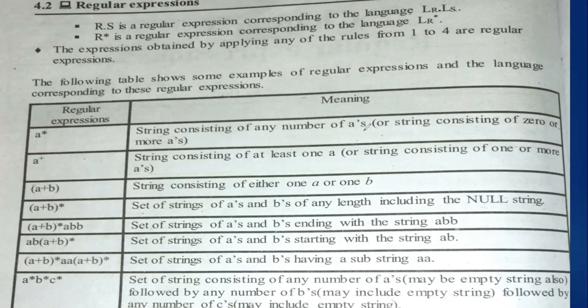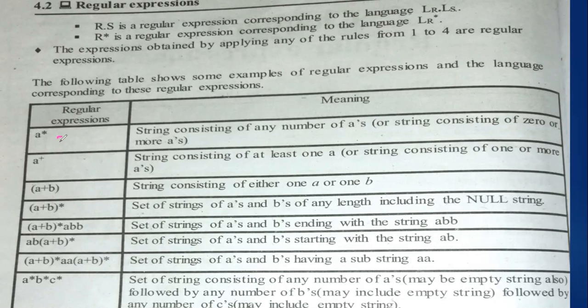Be careful, students, about the question they give in your exam. Any number of A's means what? There may be one A, two A's, 100 A's, and there may be a chance of zero A's also. He's not saying at least one A. He's just mentioning any number of A's. Then zero A's is also possible. That's why we are writing it as A to the power of star.